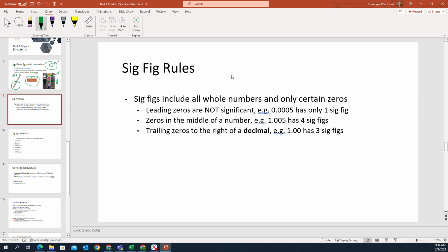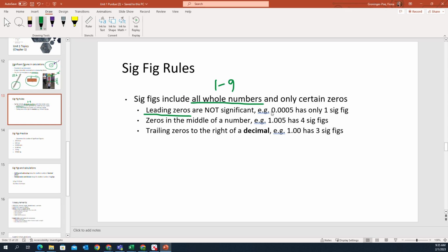So in terms of determining sig figs, there are 3 rules for determining how many of the numbers in a number are actually significant. Our sig figs are going to include all the whole numbers, so that's everything 1 to 9, but only certain zeros. Leading zeros are not going to be significant, so anything that comes before the whole number.